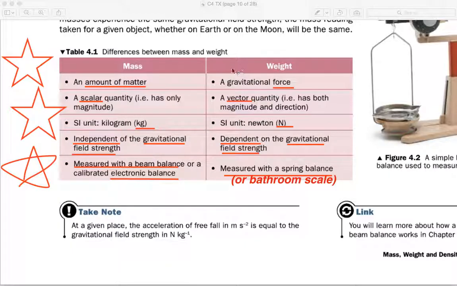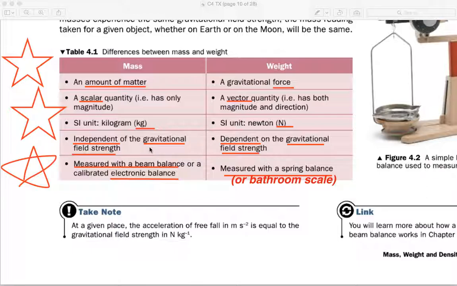This is very important. Mass, as we mentioned, is by definition the amount of matter, whereas weight is a gravitational force. Mass is a scalar and weight is a vector, because a vector has a direction and magnitude. The SI unit for mass is the kilogram, whereas for weight it is the newton. Mass is independent of gravitational field strength. It means it doesn't depend on where you are. You can have a gravitational field, or no gravitational field.